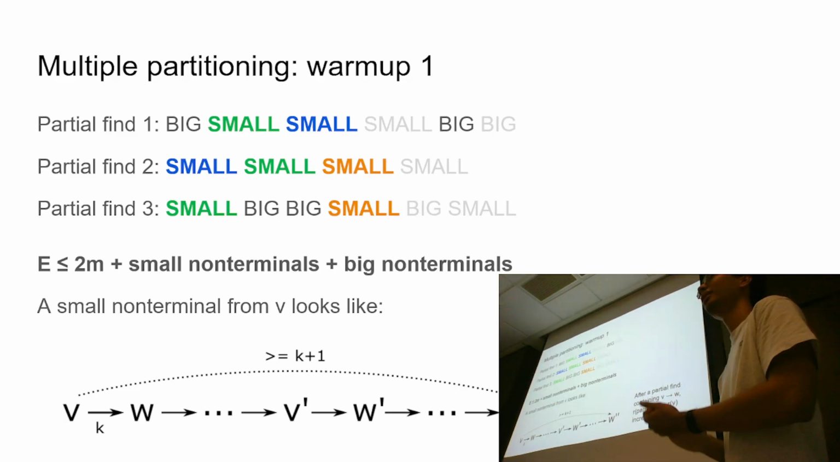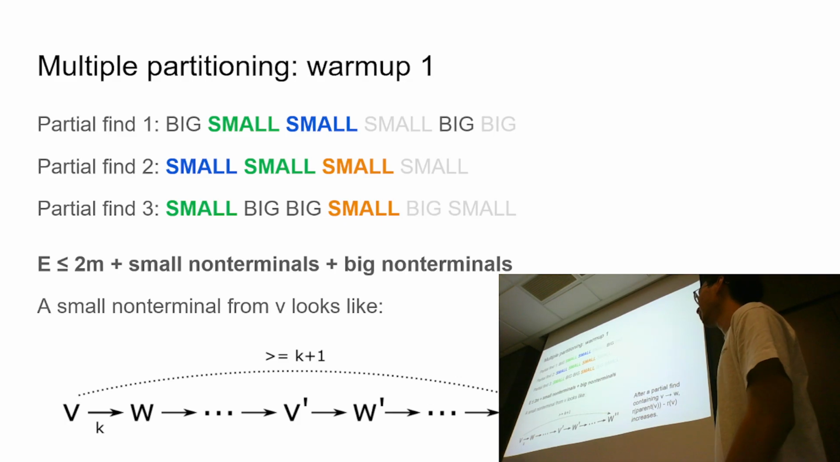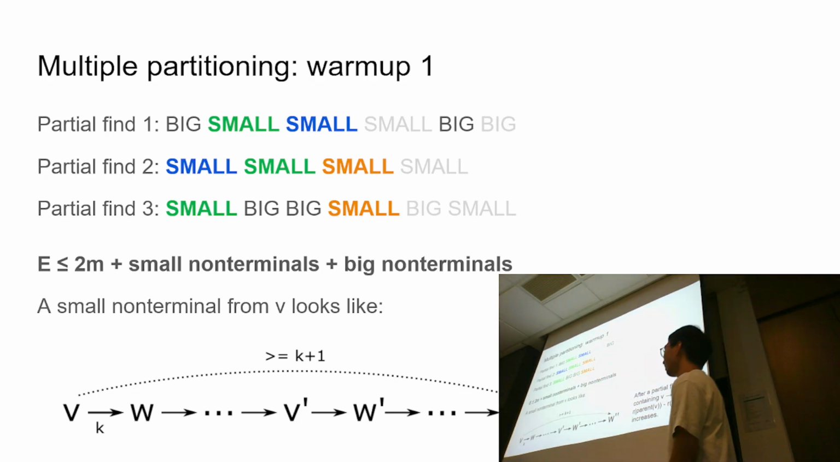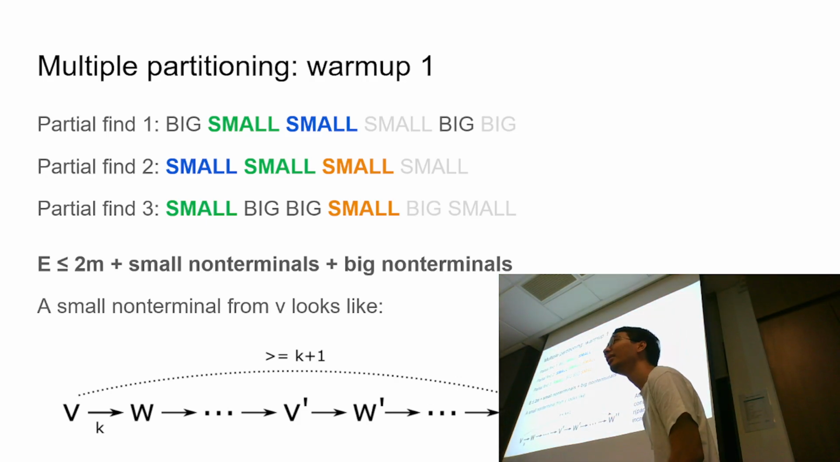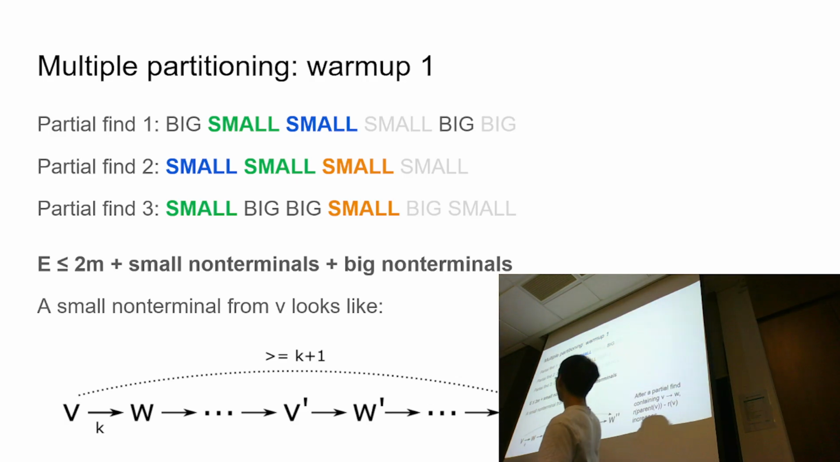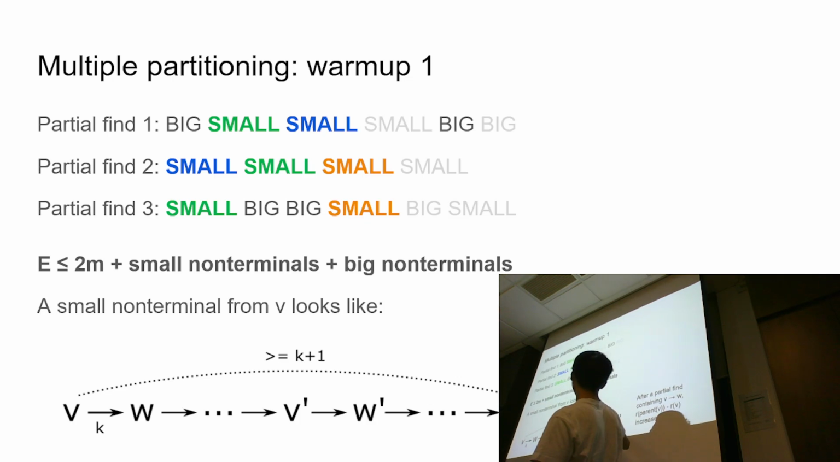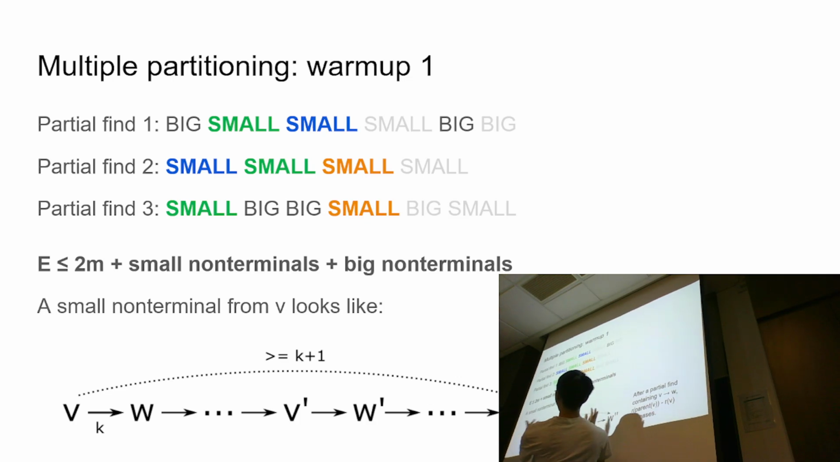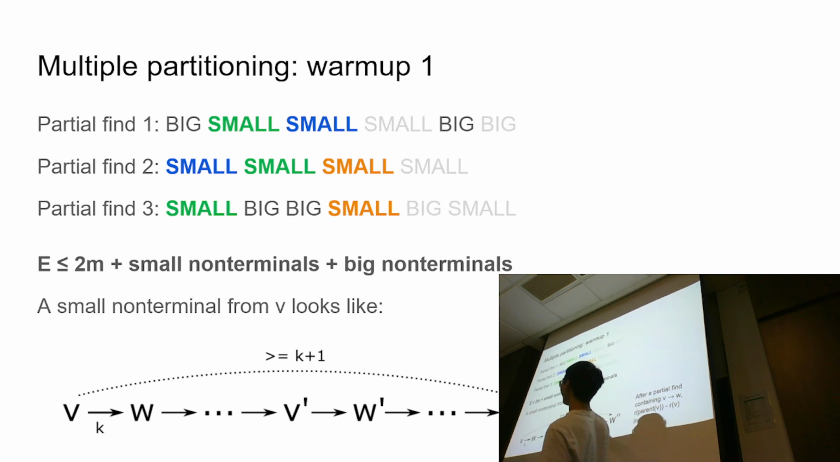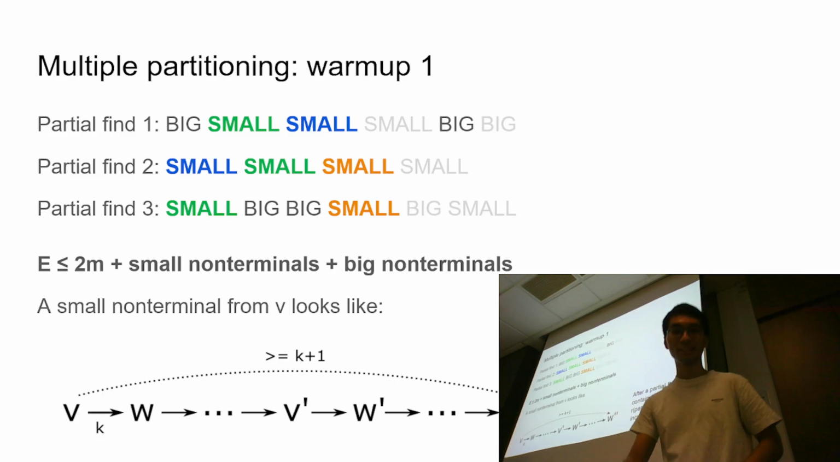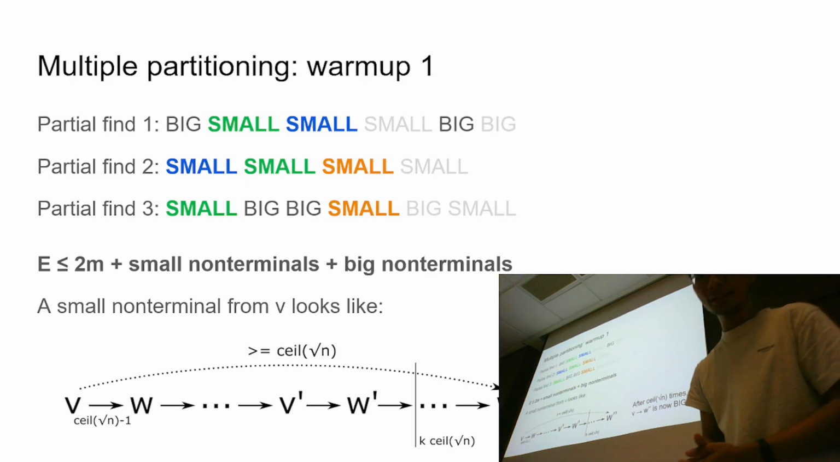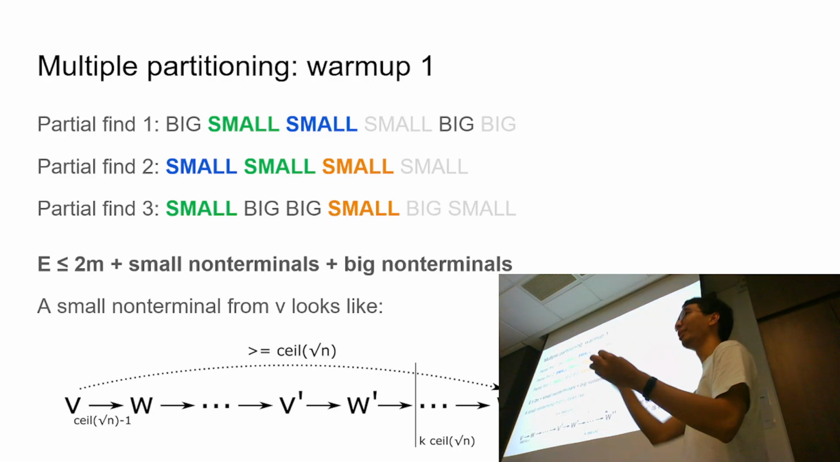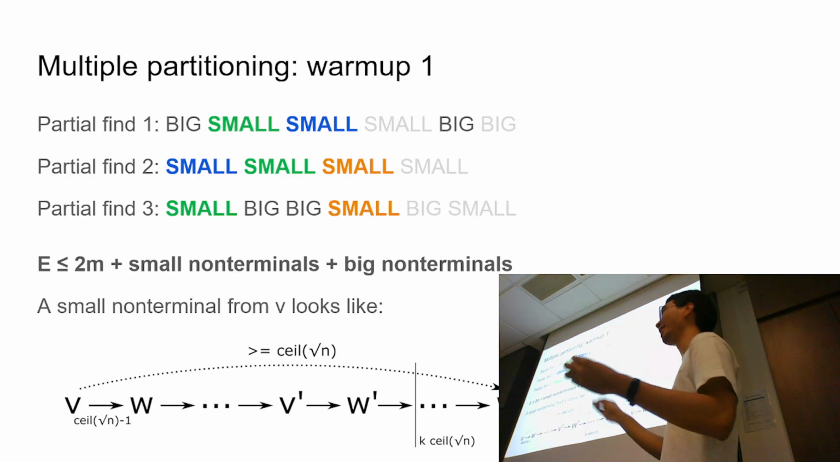Is it k plus 1 because there's another jump of at least k in the partial find? Sorry? There's another jump of at least 1. Why can't there be a jump? Oh, because these two might be equal actually. W might be equal to V prime, and W prime might be equal to W prime prime. So in the worst case, it will actually just be a single hop kind of thing. Yeah.